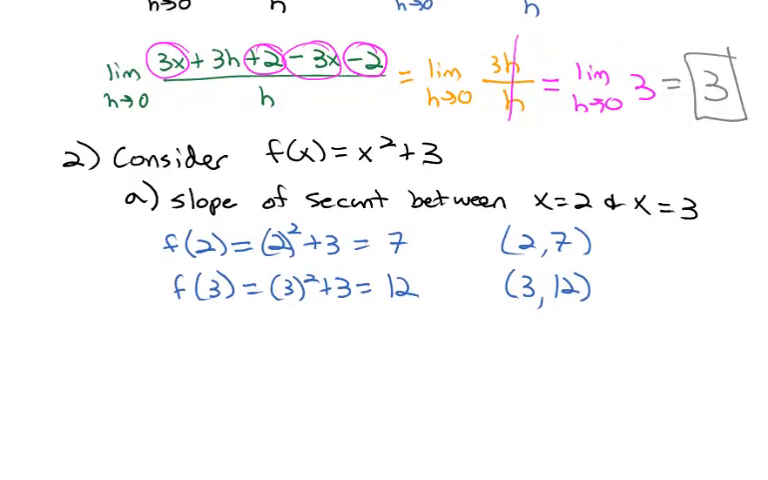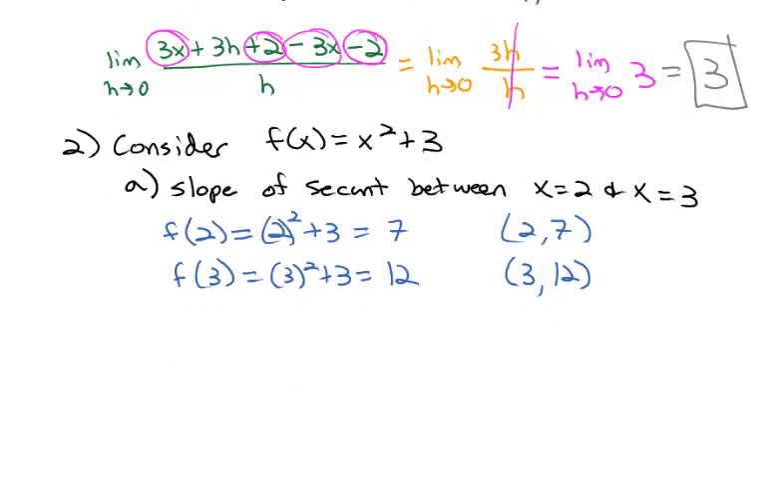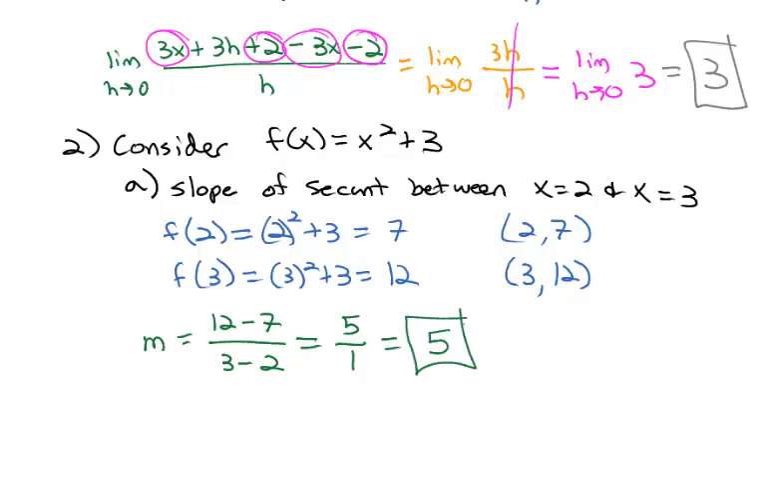And now we just need to calculate the slope between these 2 points for the secant line. Slope: y2 is 12, minus y1 is 7, over x2 is 3, minus x1 is 2. 12 minus 7 is 5, 3 minus 2 is 1. So the slope of the secant line between 2 and 3 is 5.